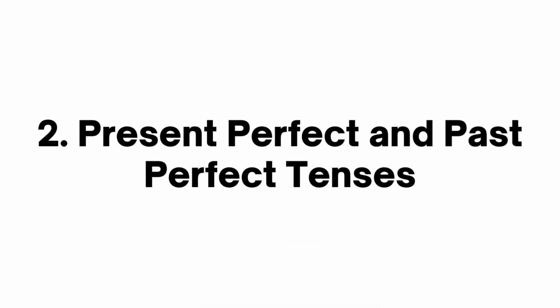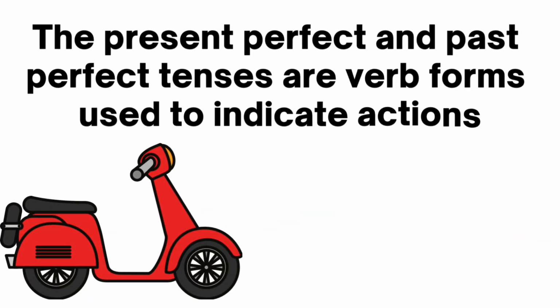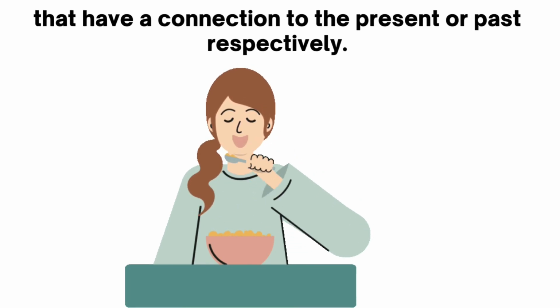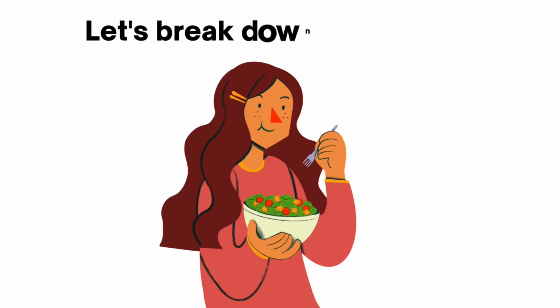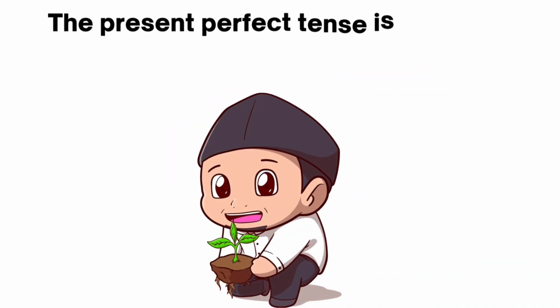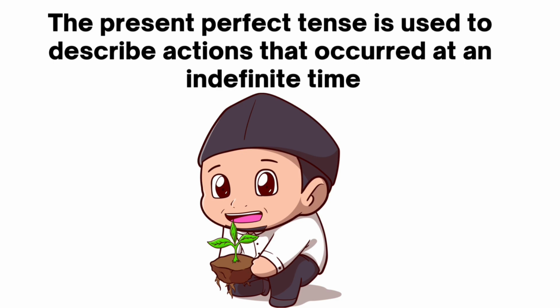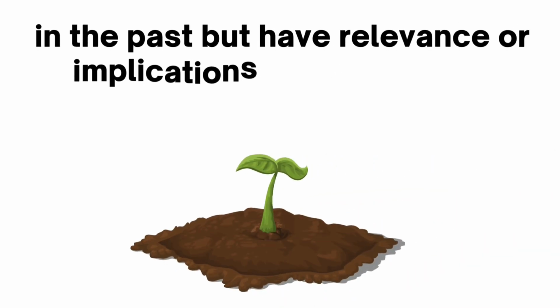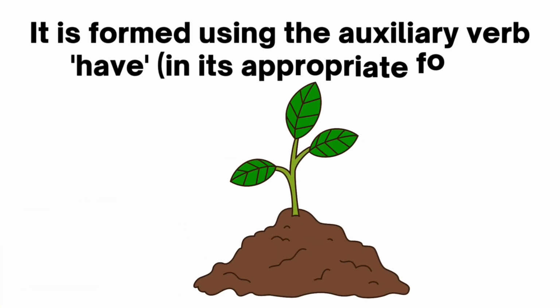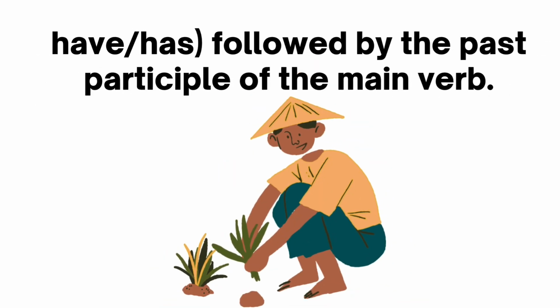2. Present perfect and past perfect tenses. The present perfect and past perfect tenses are verb forms used to indicate actions that have a connection to the present or past respectively. Let's break down each tense. Present perfect tense. The present perfect tense is used to describe actions that occurred at an indefinite time in the past, but have relevance or implications for the present moment. It is formed using the auxiliary verb have, in its appropriate form, have or has, followed by the past participle of the main verb.